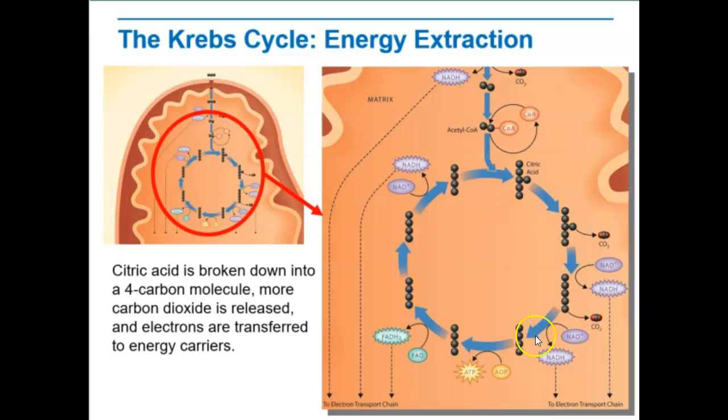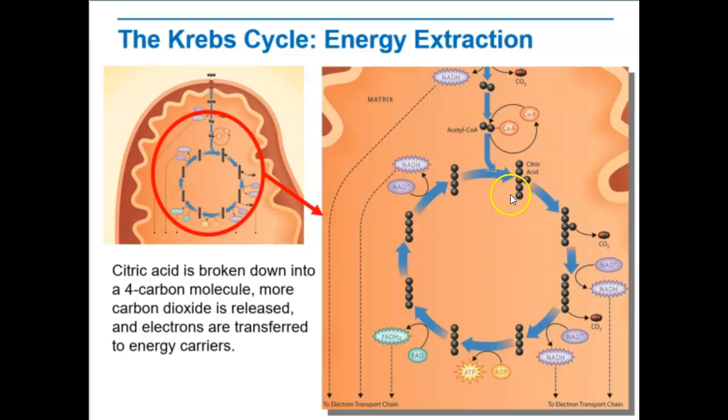Okay, and the energy is going to be used to create NADH. Once we have this 4-carbon molecule, the last step is to use some of this extra energy or these extra hydrogens to create FADH2 and NADH, and that leaves us with our original 4-carbon molecule, which can then pick up another acetyl-CoA and create citric acid and go through these steps again.